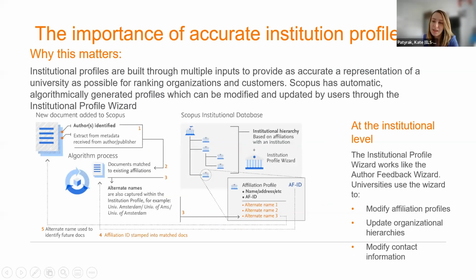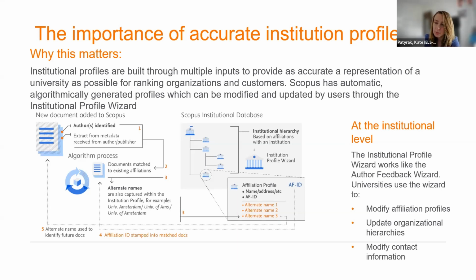One more thing about improving your position: very important for this are the institutional profiles for the rankings. They are built through multiple inputs to provide as accurate a representation of the university as possible for rankings organizations and customers. So Scopus has an automatic algorithm that generates profiles, which can be modified and updated by users through the institutional profile wizard.